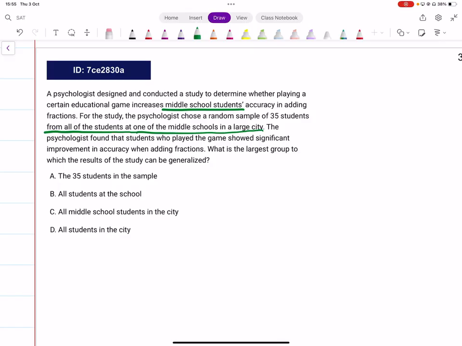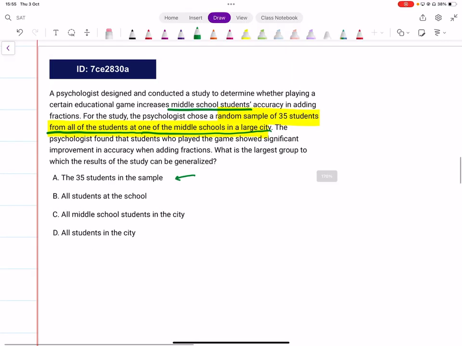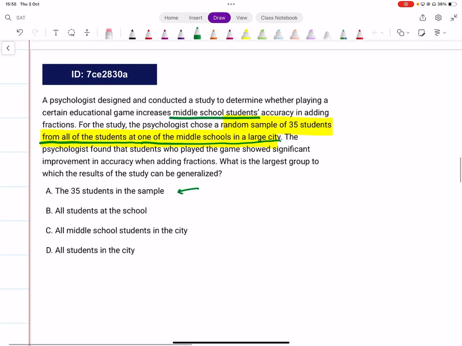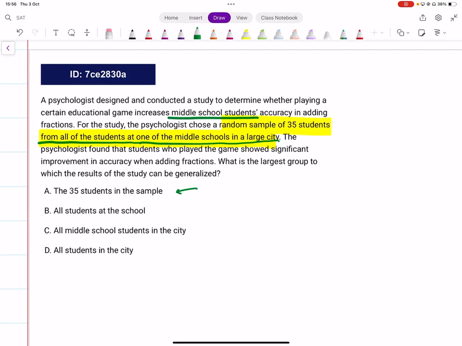The sample has been taken only from one particular school. Can we generalize that to all students in the city? Is that possible? What are the options that are given? It says 35 students in the sample. Can we apply this to just 35 students in the sample? It can apply to the rest of the people in the school. All students at the school, okay. All middle school students in the city. All students in the city.